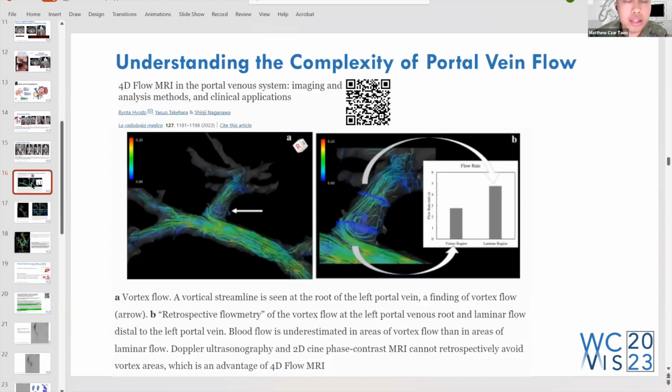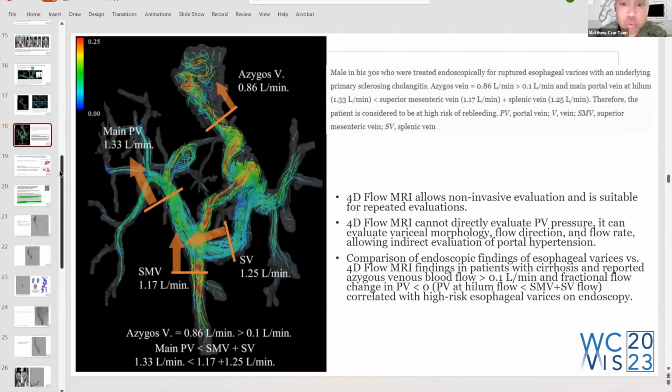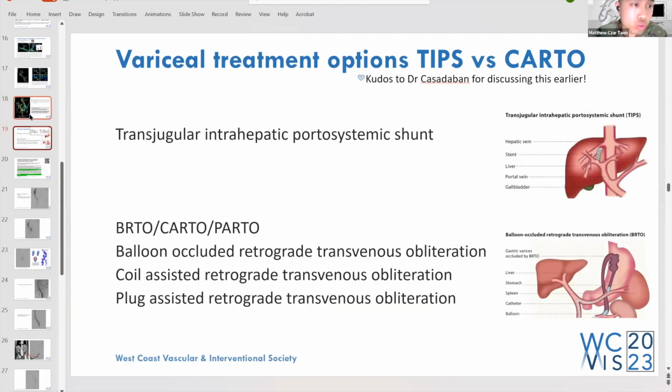Now, when I was training under Dr. Vatican here, this idea of 4D flow MRI helped me get a better understanding of the complexity of portal vein flow. 4D flow MRI can give you the exact direction and velocity of portal vein flow, and they've even correlated it to risks of variceal hemorrhage. This patient didn't have that, of course, it's trauma, but it's important as an adjunct for your education.